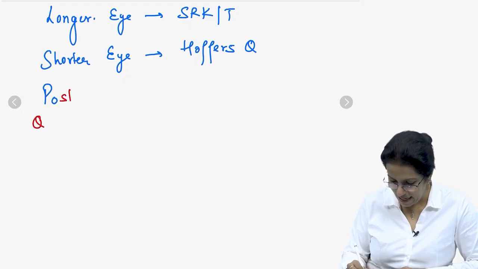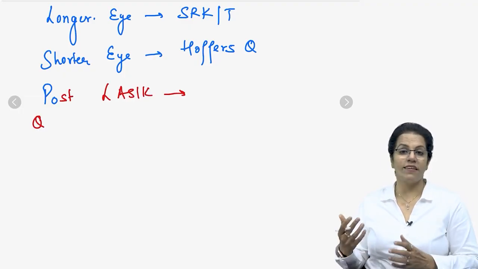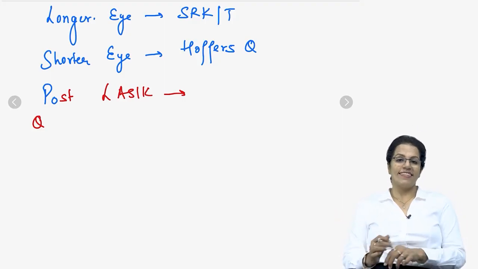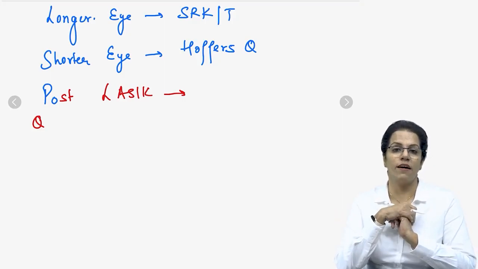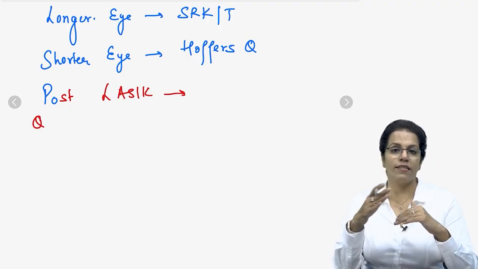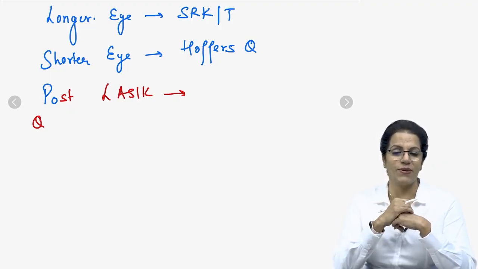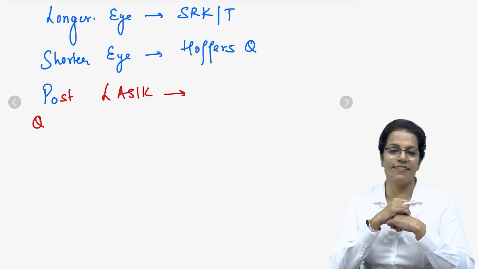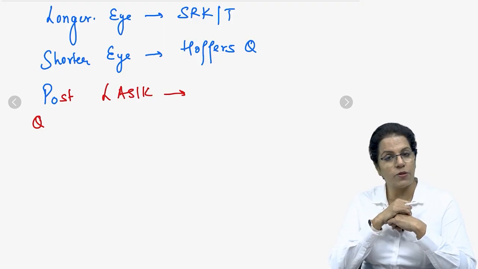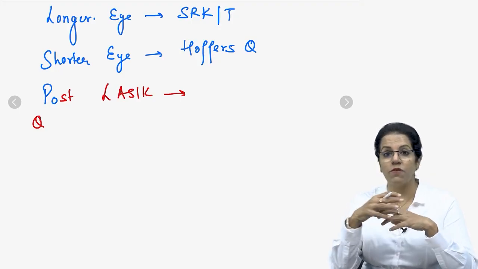And then they have asked you, this is your exam question: what about post-LASIK? So, post-LASIK, the corneal thickness is all altered, isn't it? You have already altered it after doing LASIK, no? We are ablating the cornea and altering the curvature of the cornea. We'll talk about it in detail in a different chapter. But post-LASIK, if I ask you which formula?